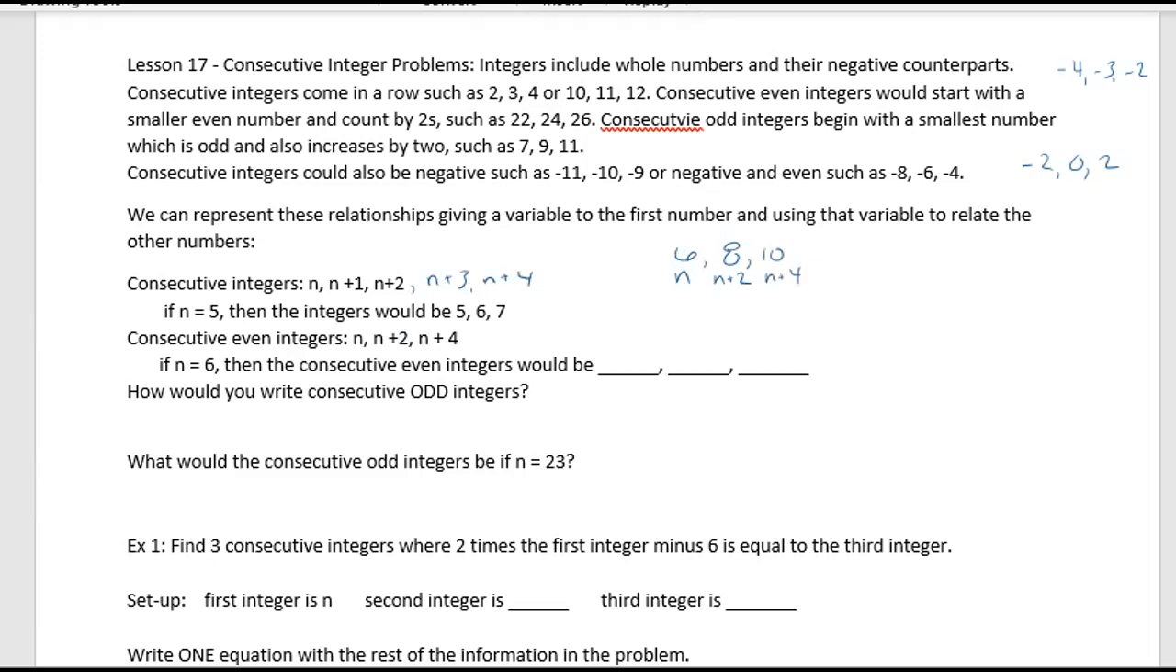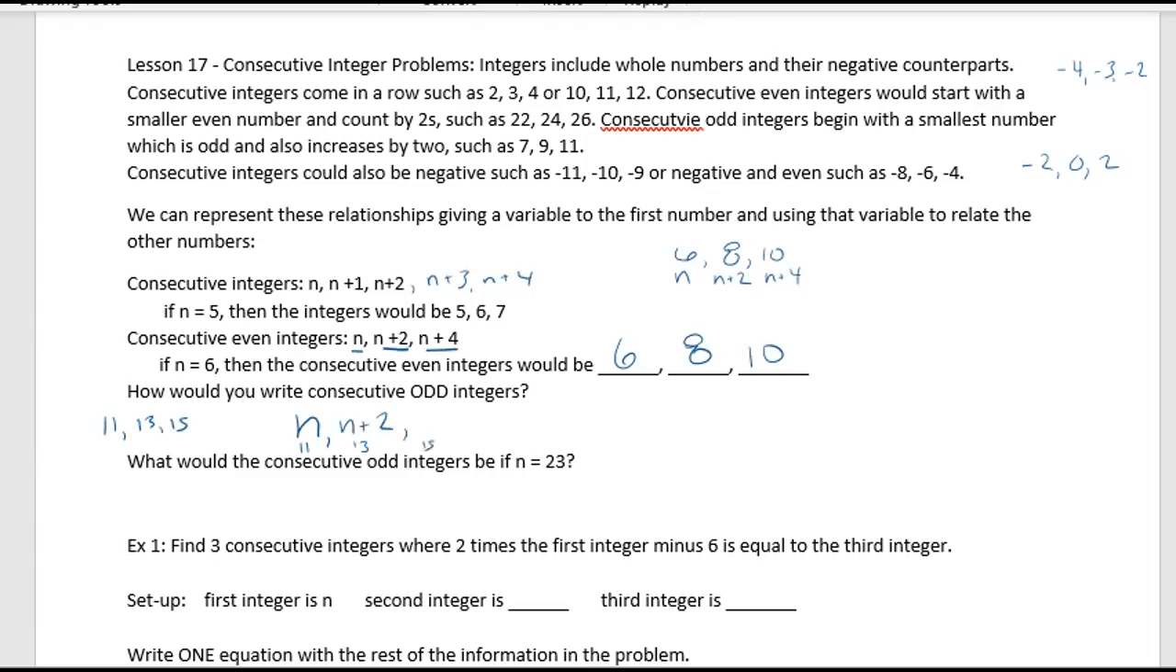So if n was 6, then I have 6, 8, and 10 when I have n plus 2, and n plus 4. Now the tricky thing, how would you write consecutive odd integers? I'm going to give the first one n. What comes next? If you said n plus 3 or n plus 1, I'm not sure you're correct. Let's say that we want to do 11, 13, and 15. Those are consecutive odd integers. If n was 11, then what do I have to add to 11 to get 13? I have to add 2. So it's n plus 2.